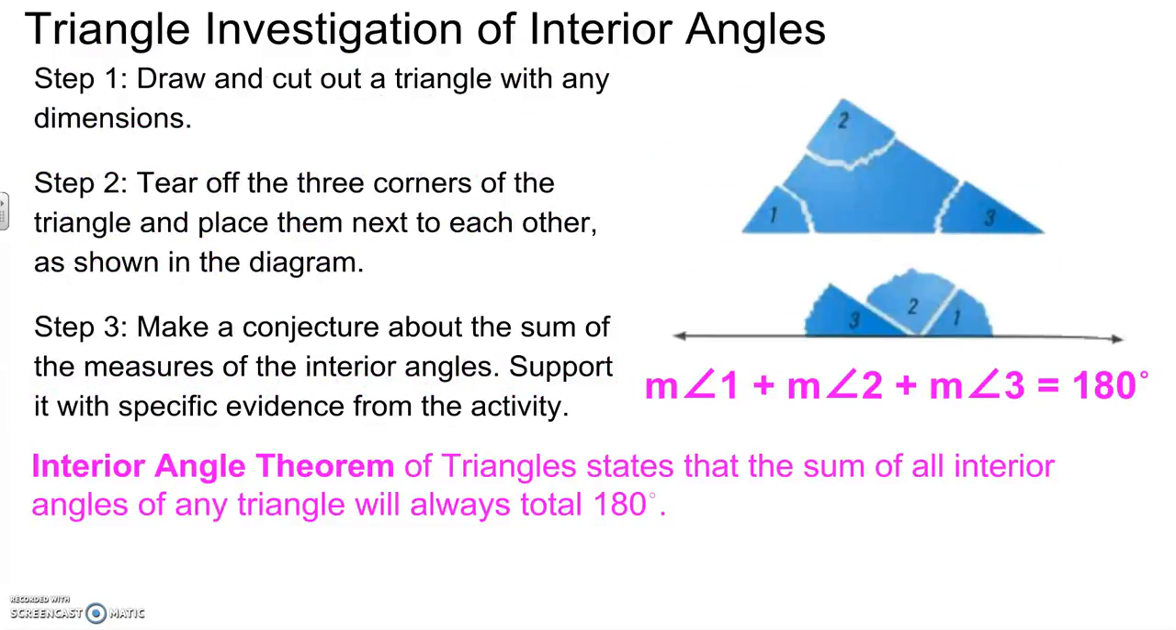If you said that the measure of angle 1 plus the measure of angle 2 plus the measure of angle 3 equals 180 degrees, you're on the right track. This is known as the interior angle theorem. It states that the sum of all interior angles of a triangle will always total 180 degrees.